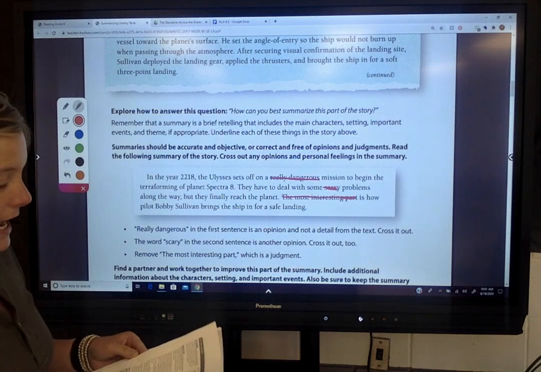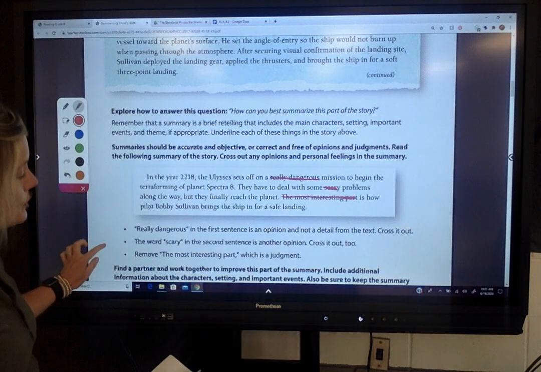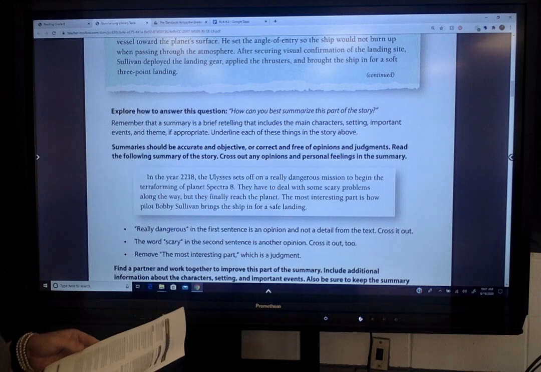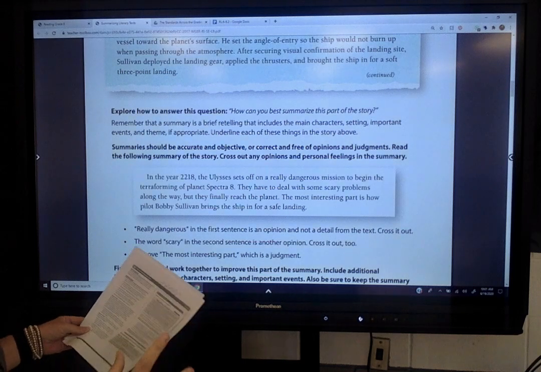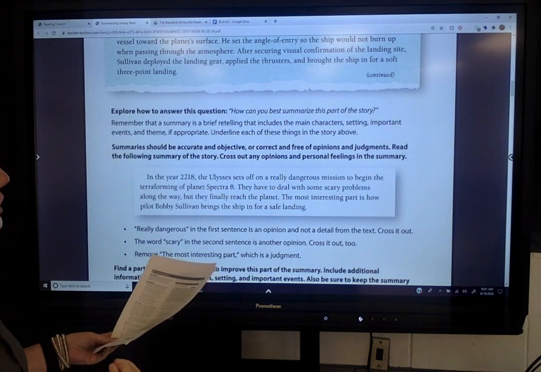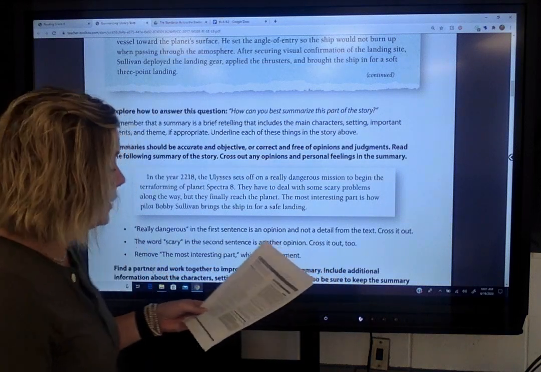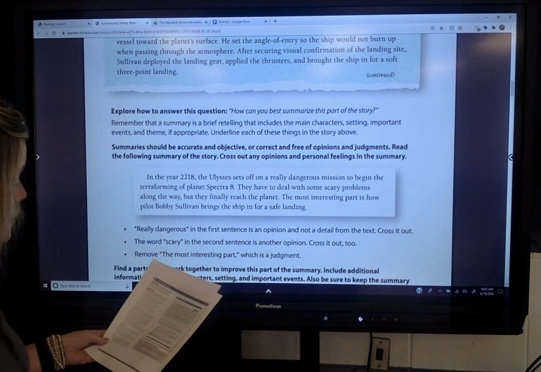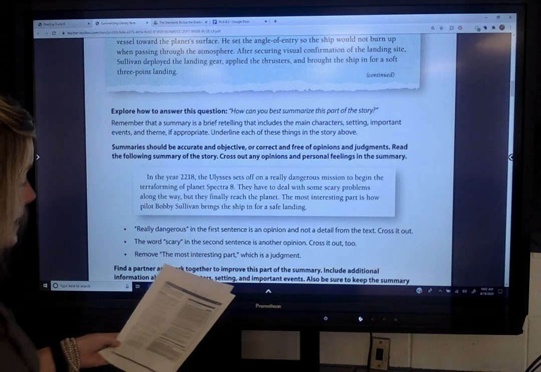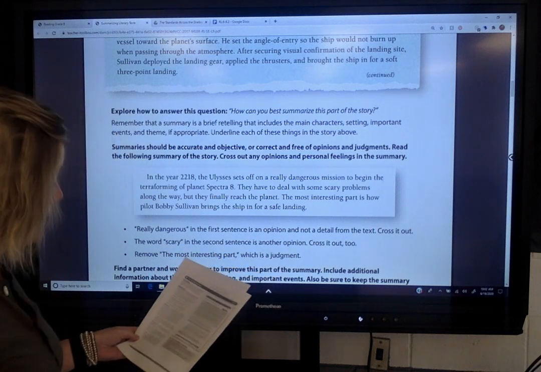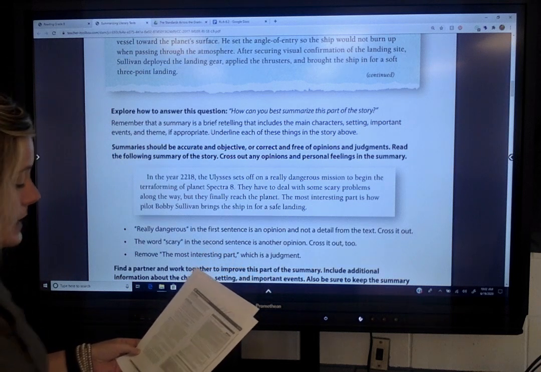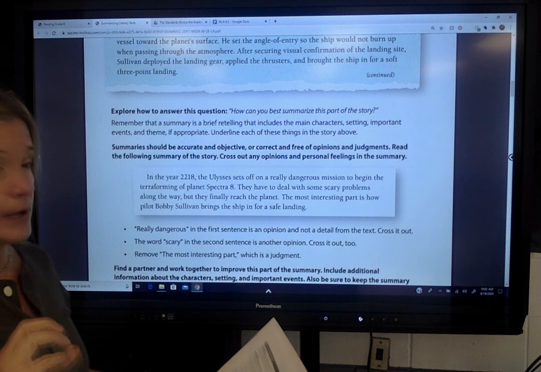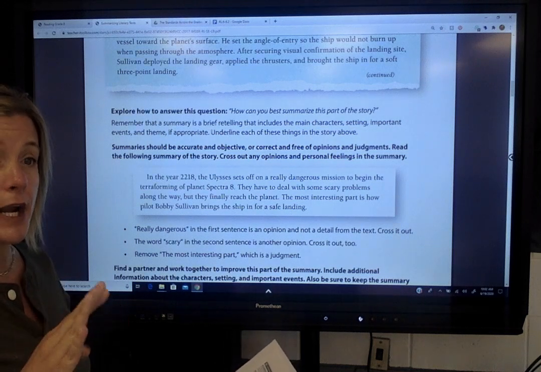If we were looking at how to redo it, it says to find a partner and work together. You might want to just condense it some. We could use our characters in the story, our who, which would be Captain Jane Young. Captain Jane Young and the Ulysses crew traveled 6 years through space to land on Spectra Omicron 8, where they plan to begin terraforming. You see there, it tells the characters where they're going, why. It gives those who, what, when, where, why.